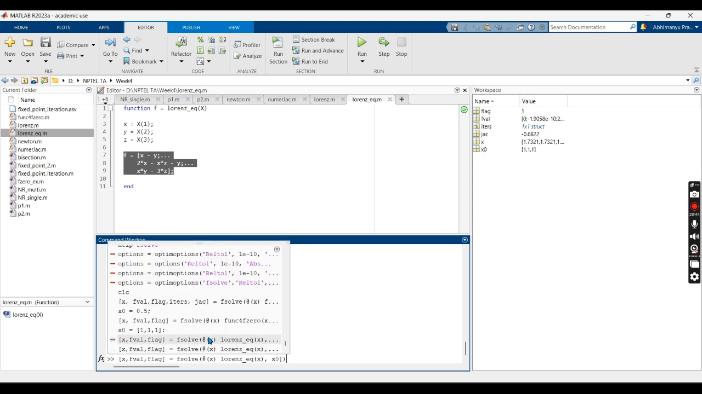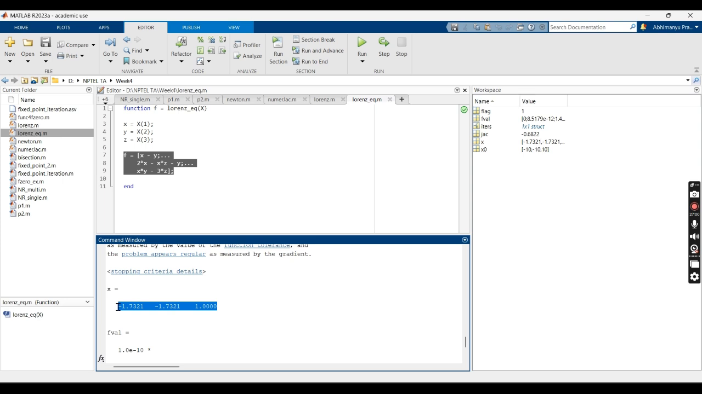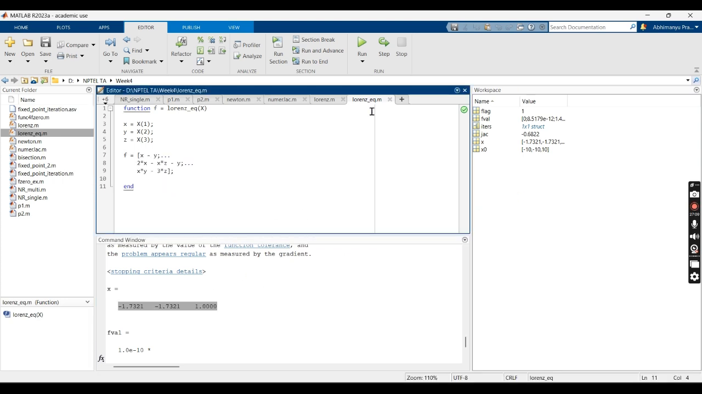Okay. So if I change my x0 to -1, okay, let me take -10, -10, and 10. So it still solves the problem, and this time I get root 3, -root 3, and 1. Yeah, so this is from the problem from the last week's lectures.